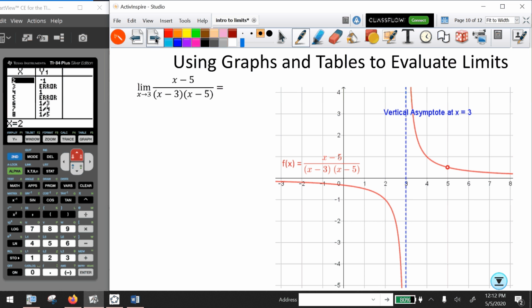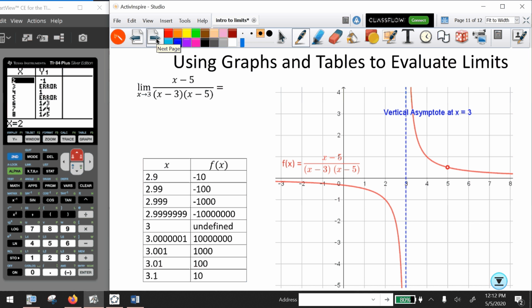And this is also illustrated in this table here. As I got closer and closer to 3, you can see my outputs are getting closer and closer to negative infinity: negative 10, negative 100, negative 1,000, negative 10 million. Now, as I get closer and closer to 3 from the other direction, my output values are getting closer and closer to positive infinity. Since they're not tending towards the same number, we say that this limit does not exist. So this two-sided limit, when I evaluated it from the left side and the right side, they were not approaching the same value, and therefore the limit does not exist.